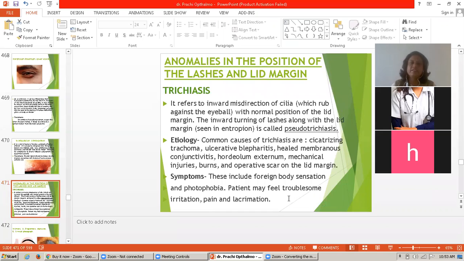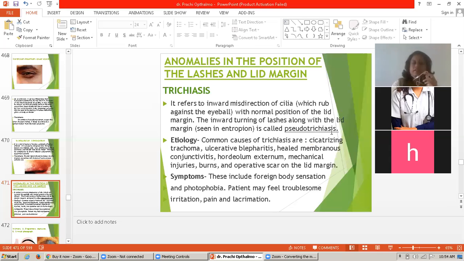Next topic is the anomalies in the position of the lashes and the lid margin. When there are anomalies in the position of the lashes and the lid margin, many types occur. The first one is trichiasis. Trichiasis refers to the inward misdirection of the cilia, which rub against the eyeball, with the normal position of the lid margin. The inward turning of the eyelashes along with the lid margin, as seen in entropion, is called pseudotrichiasis.